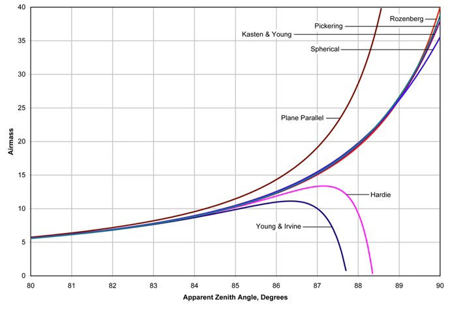Tables of air mass have been published by numerous authors, including Bemporad 1904, Allen 1976, and Kasten and Young 1989.